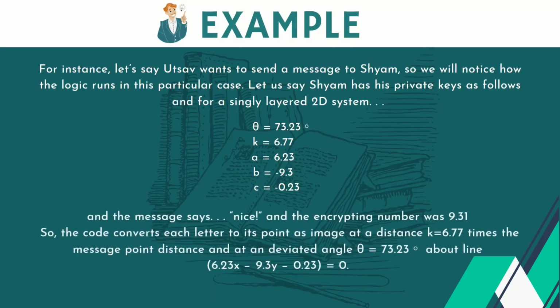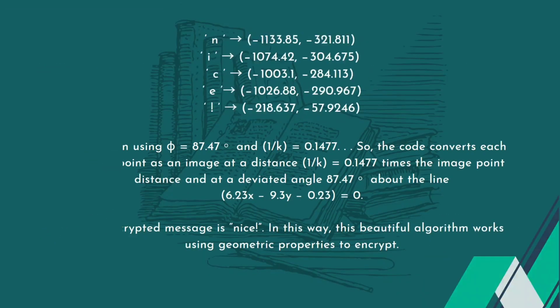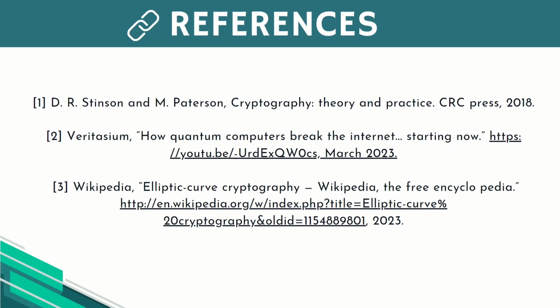One could read it. Now here is an example. For example, let's say Utsav wants to send a message to Shyam. Then this is how we'll set theta. Don't worry, I'm going to show this further in our code, right? So these are some references we used.